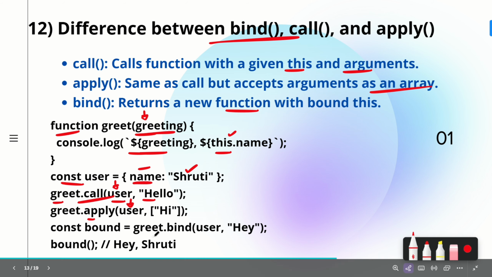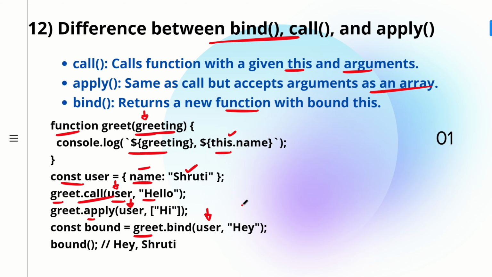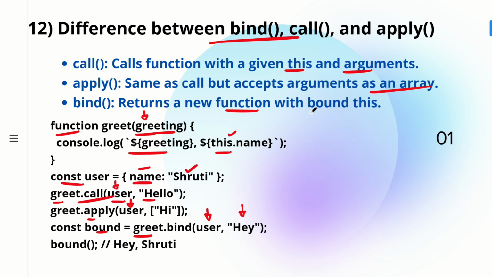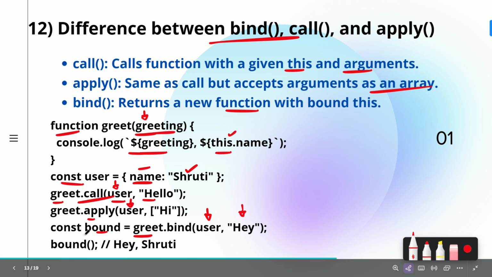Now let's see how we can use bind. For bind also we write the same thing, that is greet.bind. We used greet.call, greet.apply, similarly greet.bind. The first argument you pass is your object, then you pass the argument, that is your greeting. But this is not going to give any console output, it is not going to log anything in your console. Instead it is going to return a new function. So this is what is written above: it returns a new function with bound this. So you have got a new function with bound this.